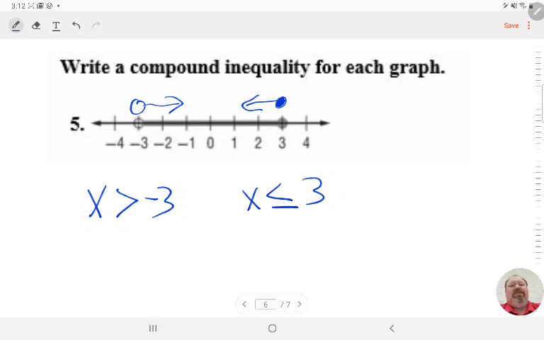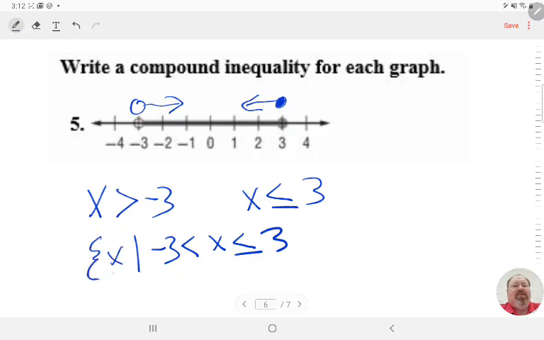So now I have to put this together. Okay? So I could say -3 is less than x, which is less than or equal to 3. And if I put that in proper notation, it would look like this. Okay? And this is what we're looking for. All right.